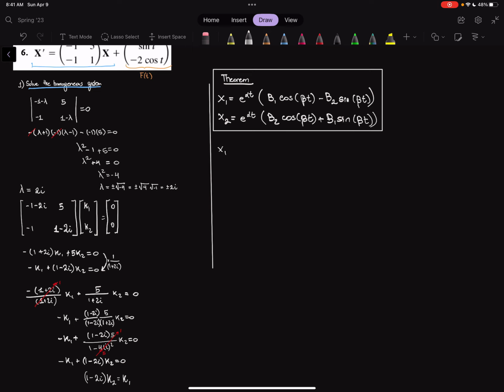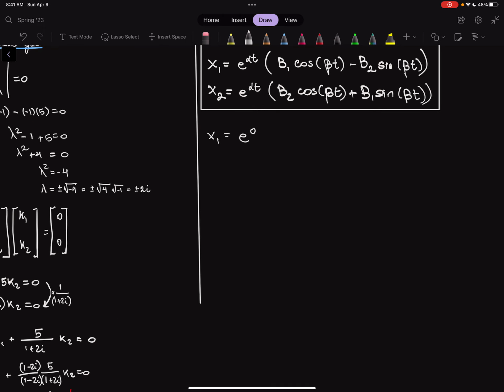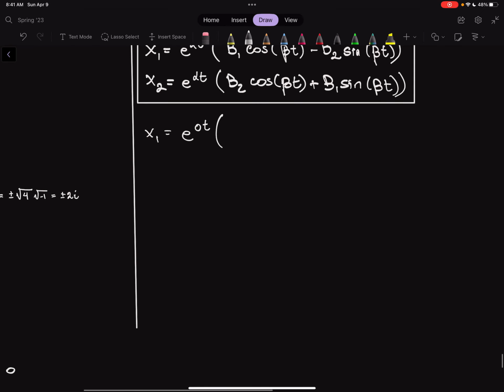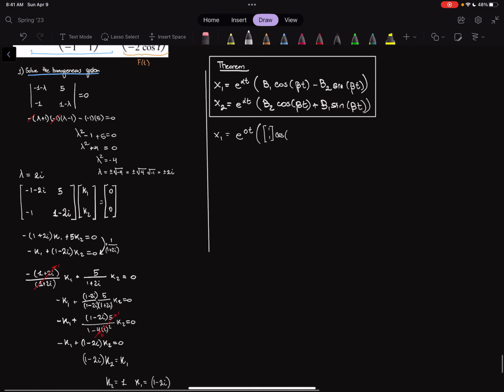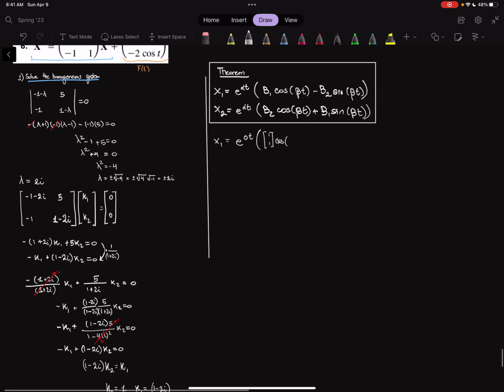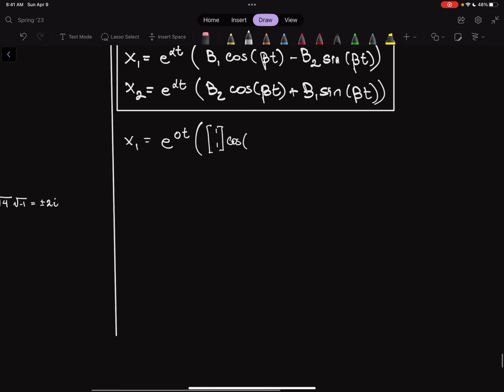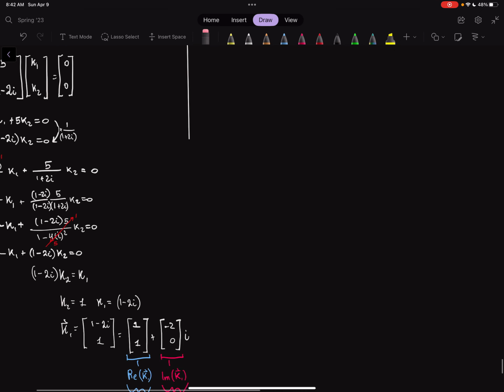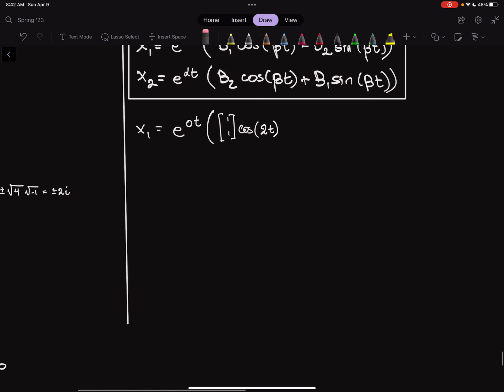So for our case, we'd have e to the 0t times b1, which we said is 1, 1, times the cosine. What is the coefficient of the i? It is plus or minus 2, so we're just going to take the 2 without the sign. And then b2 with that negative. Don't make the sign mistake. Negative, and b2 is negative 2, 0. So negative 2, 0, sine of 2t.